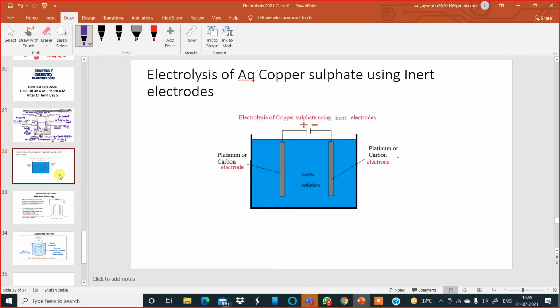The example is electrolysis of aqueous copper sulfate solution using inert electrodes. When I say inert electrodes, in this example I am using electrodes made of platinum. Look at the wonderful diagram. Beautiful diagram, though I did not draw it.